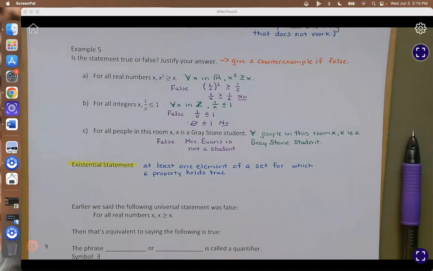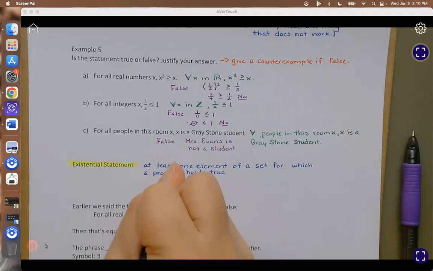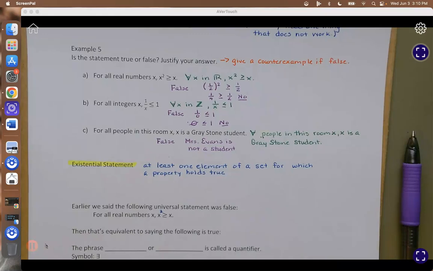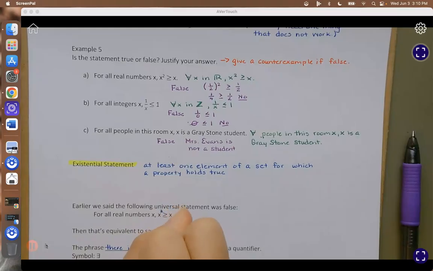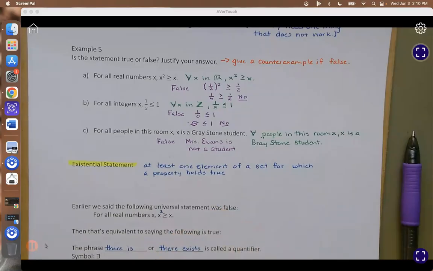Okay, so earlier we said the following universal statement was false. For all real numbers x, x squared is greater than or equal to x. Then that's equivalent to saying the following is true. The phrase there is or there exists is called a quantifier.